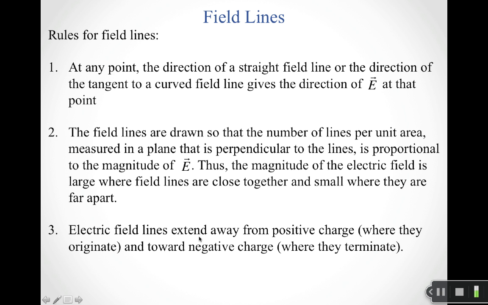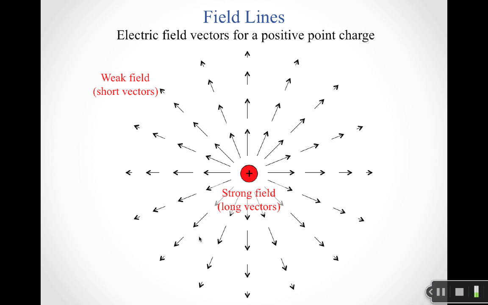And then again, thinking back to direction, we know that electric field lines will extend away from positive charges, so they'll point away from positive charge just like our vectors did in the previous diagram, and they'll point towards negative charges. So oftentimes when we draw electric field lines, they'll originate from positive charges and terminate on negative charges.